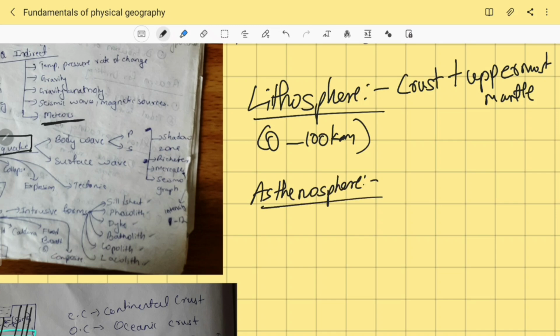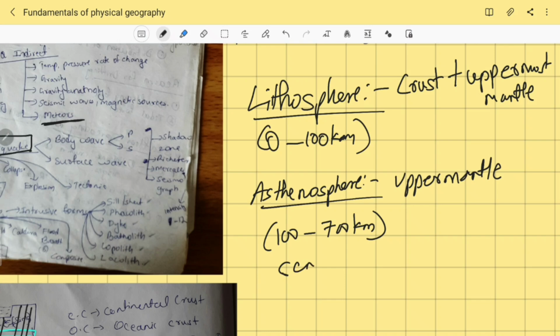Then next let's study one more word which we hear often, that is asthenosphere. What is asthenosphere? It is upper mantle. I hope now it is getting clear. It is from 100 kilometer to 700 kilometer, and it is in semi solid state. This is a very important thing to know: lithosphere is in solid state, asthenosphere is in semi solid state.